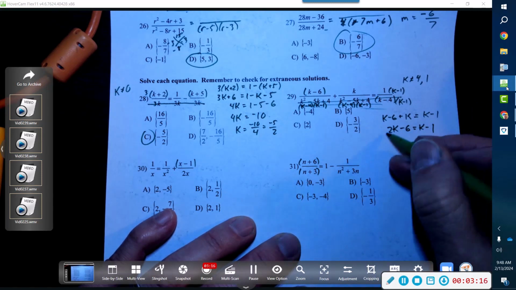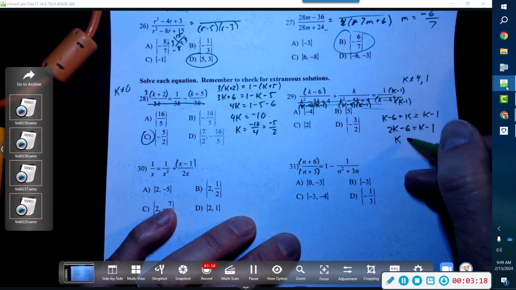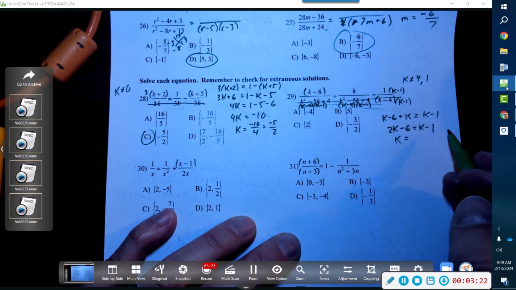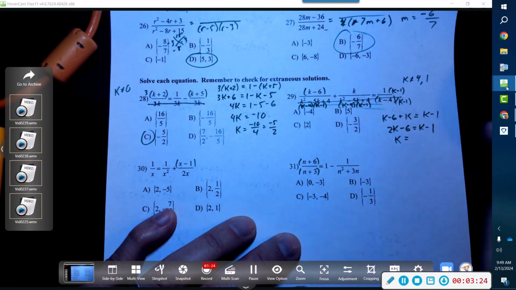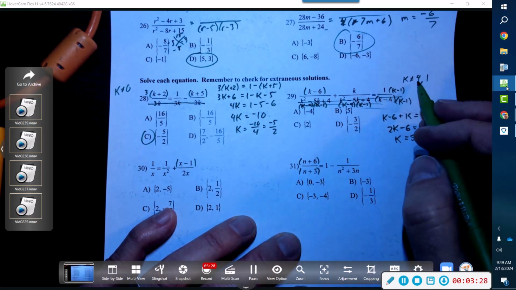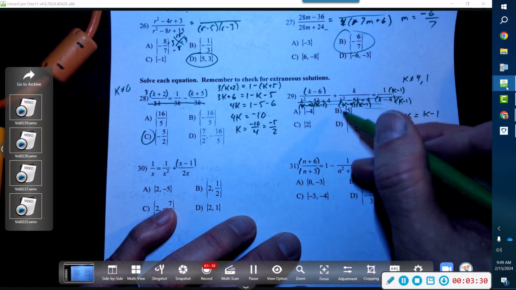Going to move this guy over here. That's a k. Then we're going to move that 6 over here, and he will become positive. So negative 1 plus a positive 6 is positive 5. 5 is not 4, and it's not 1. So our final answer is B.